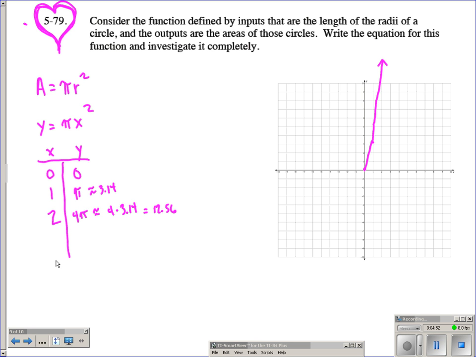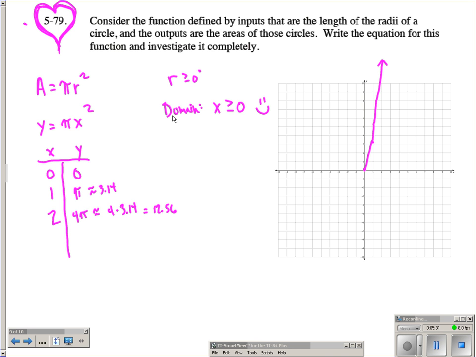So, let's talk about it now. We already said that our radius is going to have to be greater than or equal to 0, right? Because we can't have a negative radius. So if we think about our domain, we can't have any negatives here, so our domain is going to match what our radius is. So we're going to say x is greater than or equal to 0.